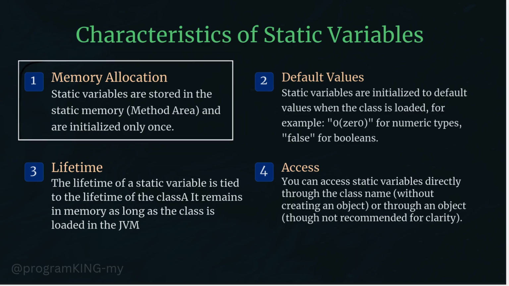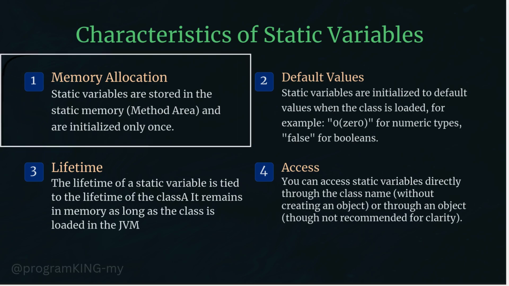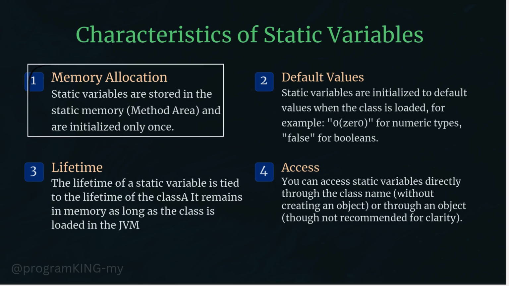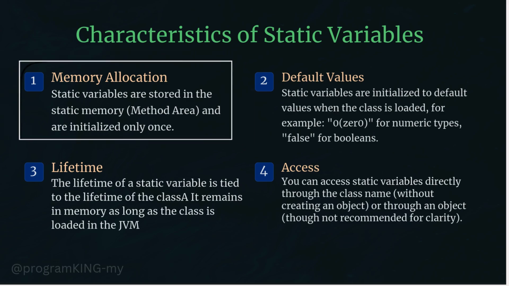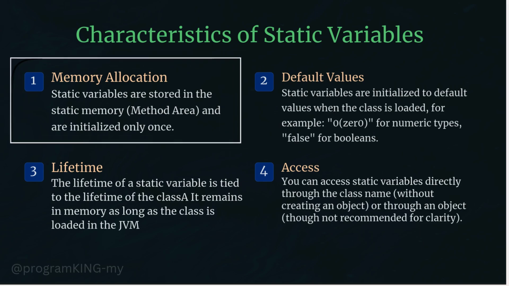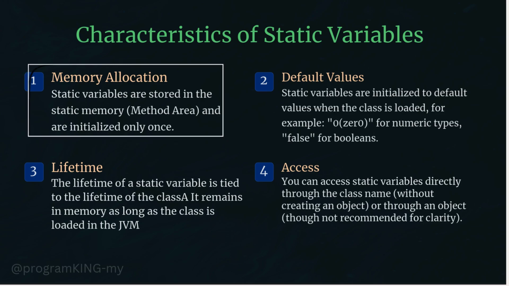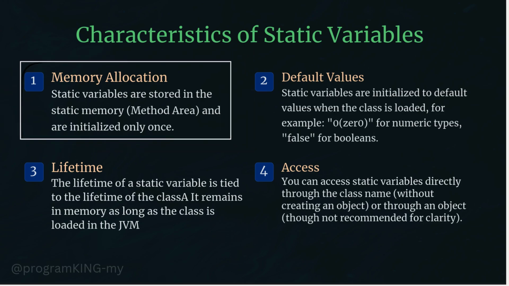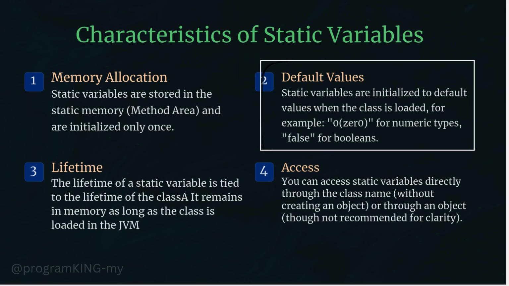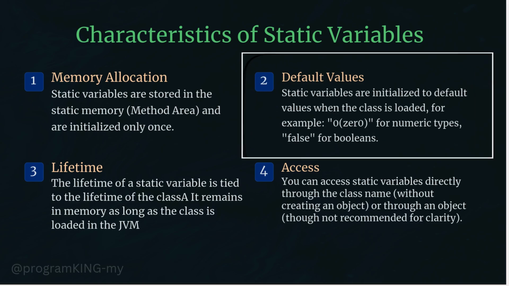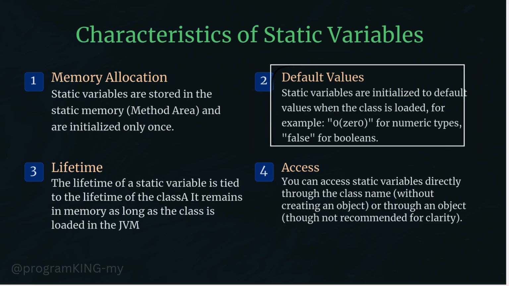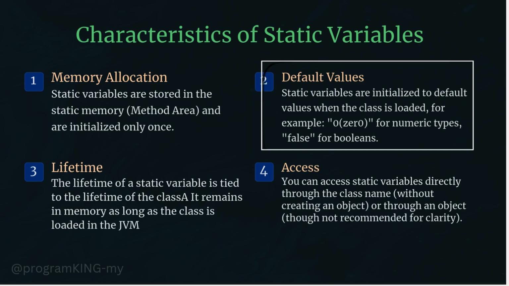First up, memory allocation. Static variables are stored in the static memory, also known as the method area of the JVM. What makes them special is that they are initialized only once, regardless of how many instances of the class are created. This ensures that all instances share the same static variable. Now, let's talk about default values. When a class is loaded into memory, static variables are automatically initialized to default values. For example, numeric types get a value of 0 and booleans are set to false.